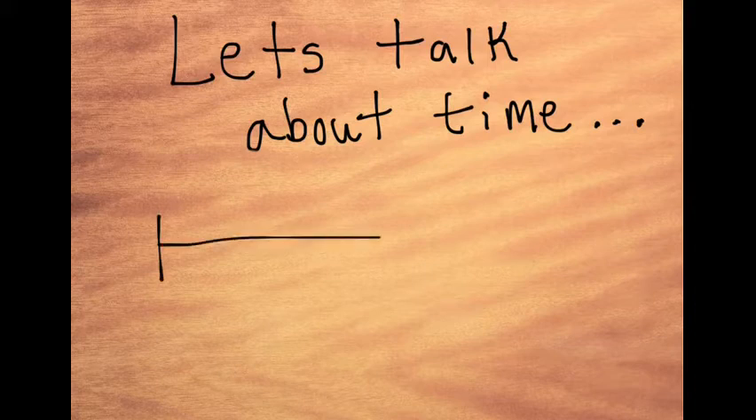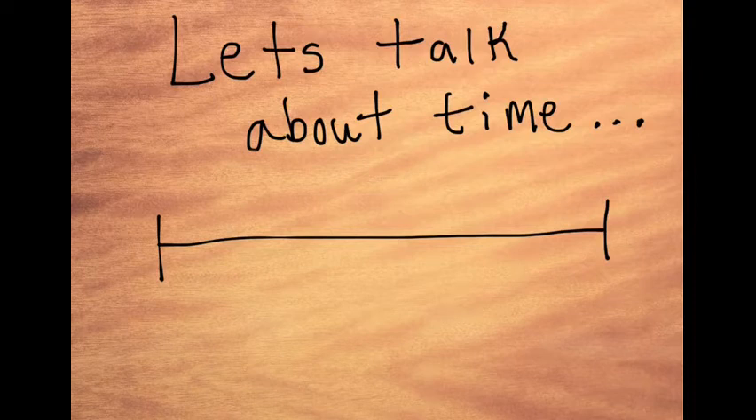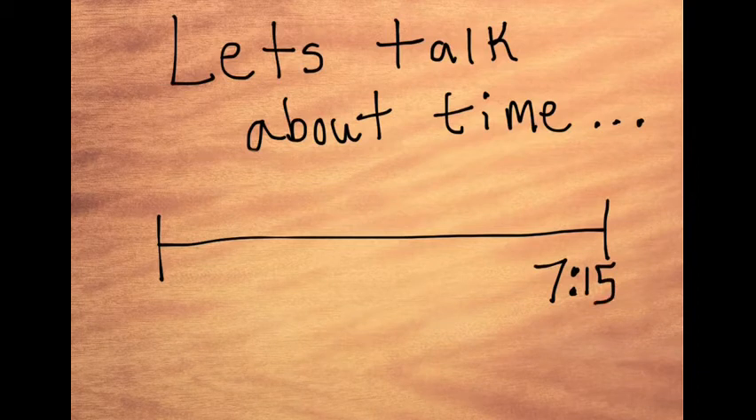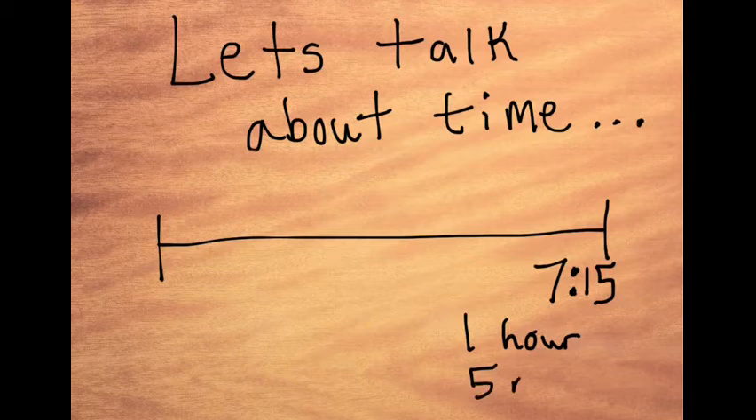Again, I'm going to be using an open number line, but this time, since it's the end time that I know, I'm going to start at the end of the number line. Let's say our end time is 7:15. And I also know my elapsed time. Let's say the elapsed time is 1 hour and 5 minutes.